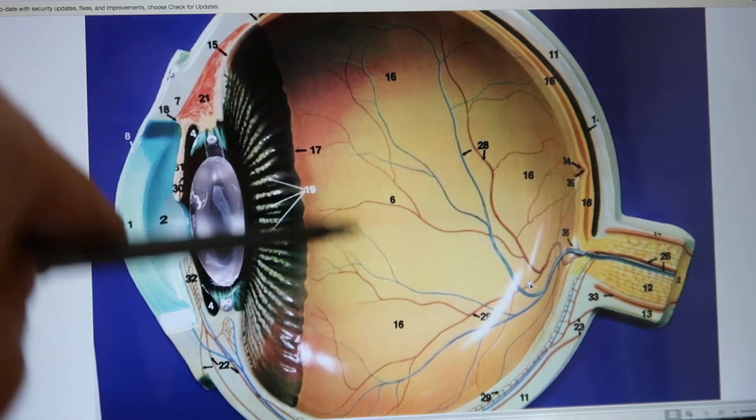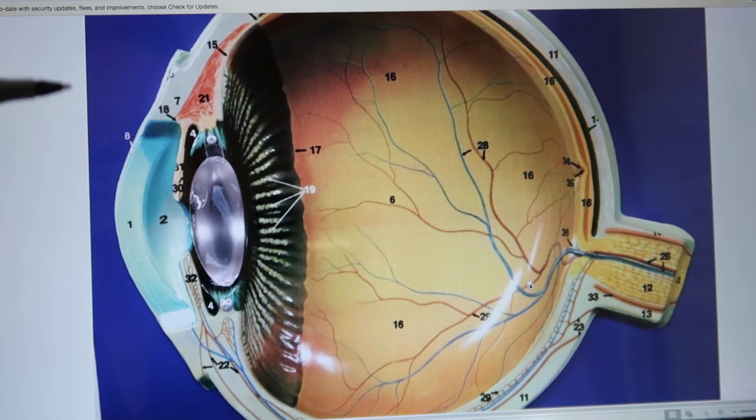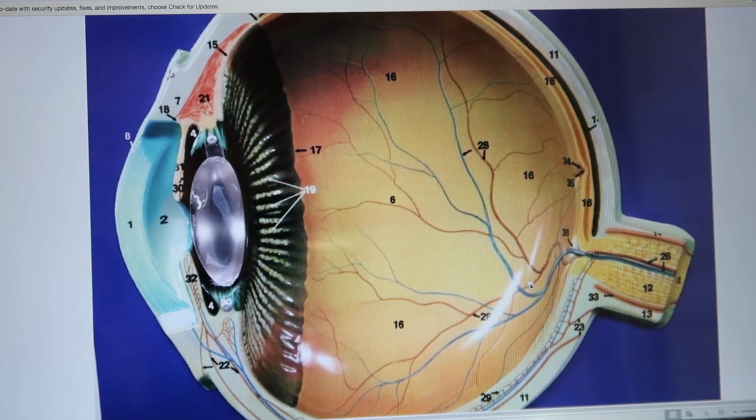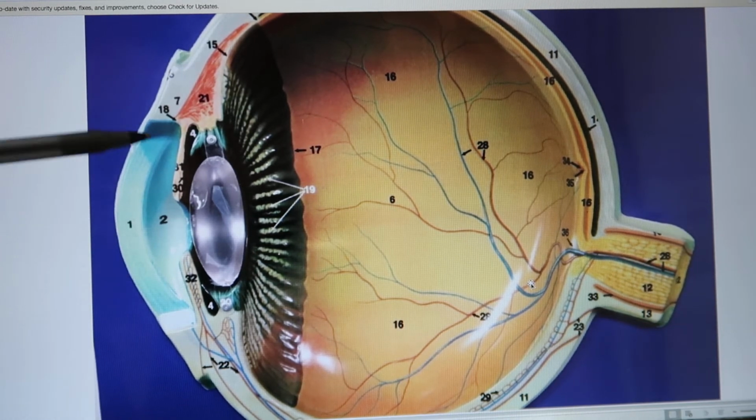So this whole chamber is filled with the vitreous humor, the gel structure to maintain the structure of the eyeball. And in the anterior chamber, number 2, there's the aqueous humor. Aqueous humor is like water.